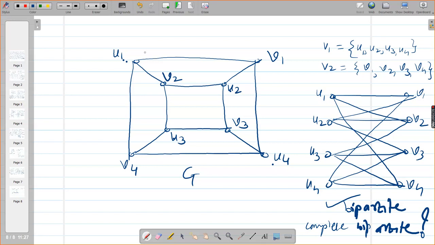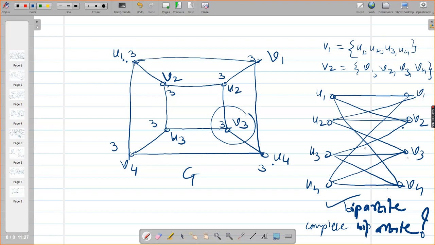What is the degree of each vertex? You can see the degree of each vertex is 3, right? What is everyone's degree? 3. So if U1 were adjacent with every vertex V1, V2, V3, V4, then what should the degree of U1 be? It should be 4, but it is 3. U1 is not adjacent with V3. V4 is not adjacent with V2.